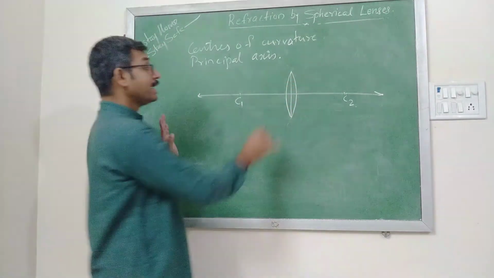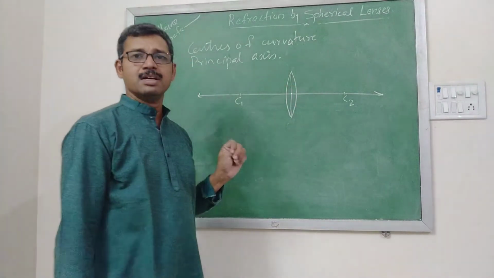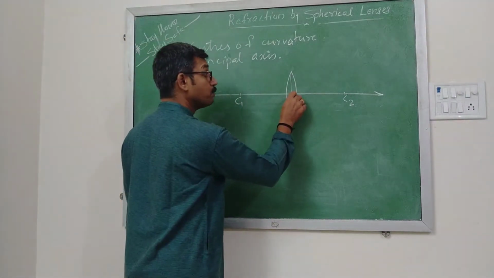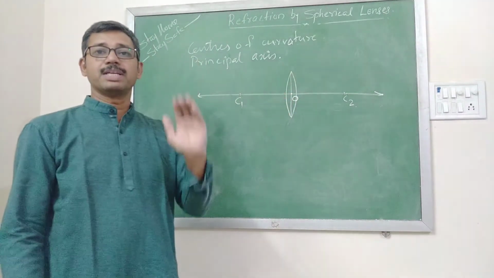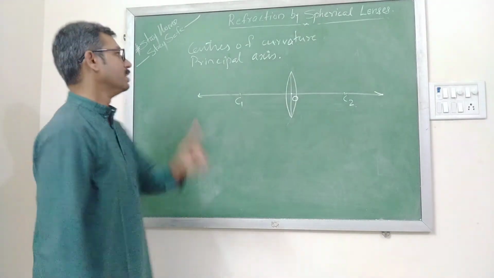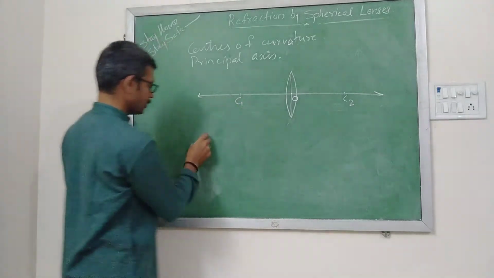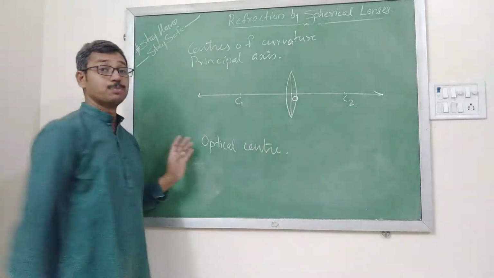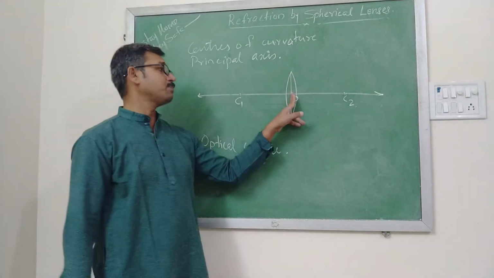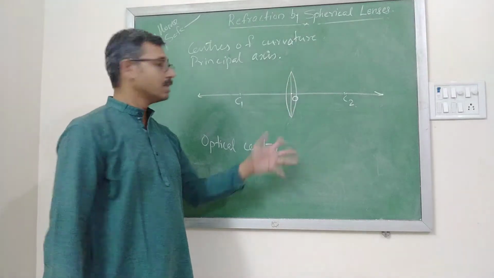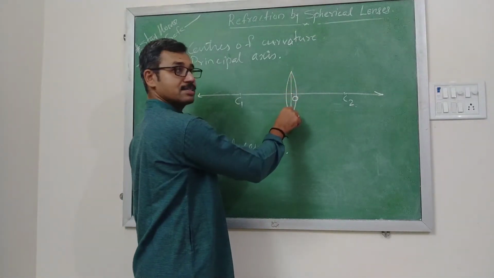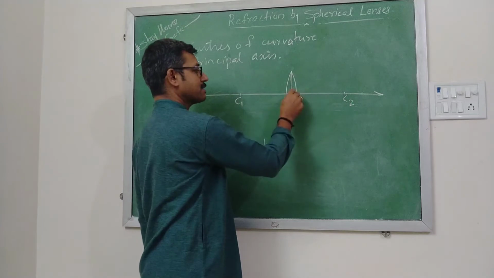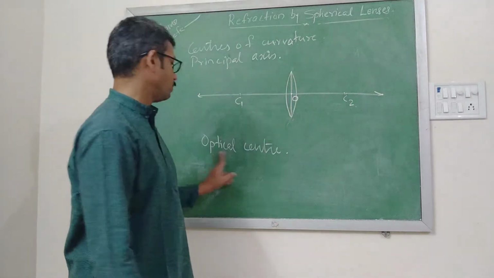Now, the center of the lens. The central point of a lens is called the optical center. There, for a mirror, we call it the pole; here it is the optical center. What is the optical center? The central point of the lens. How can we draw it? This is the axis of the lens and this is the principal axis. Where the axis of the lens and the principal axis intersect, that is the optical center.